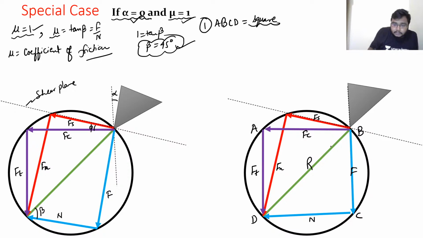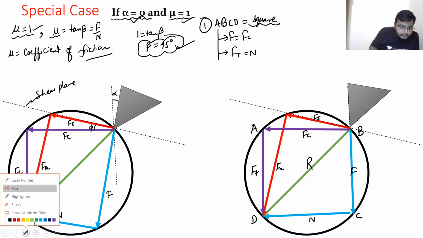ABCD will be square. So if this will be square, then what are the things that we know? That F would be perpendicular to FC. So just take this. If ABCD is square, it simply means that F is equal to FC and FT is equal to N.